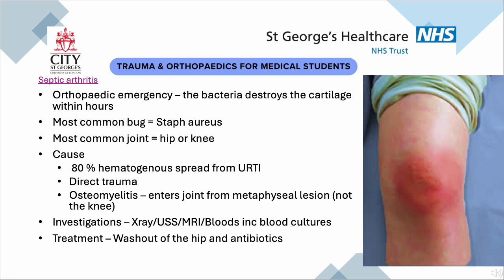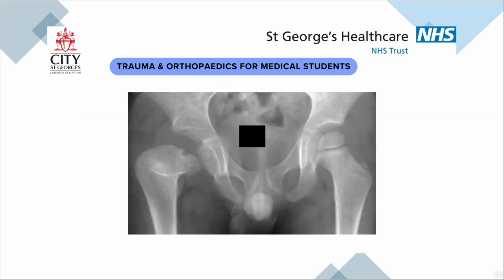Similarly to transient synovitis, you're going to get an X-ray, an ultrasound, and bloods, and always do blood cultures. Sometimes an MRI is also very helpful because it can tell us if there's any bony involvement of osteomyelitis as well. The treatment for this is washout and IV antibiotics, so the child will need to go to theatre. The reason that this is an emergency is because the bacteria can cause damage to the cartilage, and you can see that this child had a septic hip as a baby, and now the femoral head is completely destroyed, as is the growth plate.